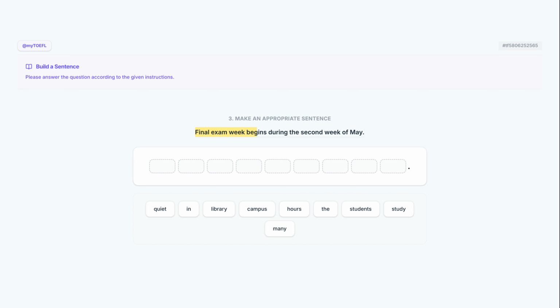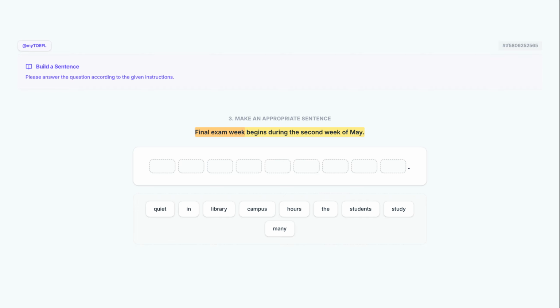Final exam week begins during the second week of May. The context mentions the beginning of final exam week, which is a significant time in a student's schedule. Logically, the next sentence will describe the typical habits or locations where students spend their time during this busy period. Now, let's arrange our scrambled words to form the correct sentence.